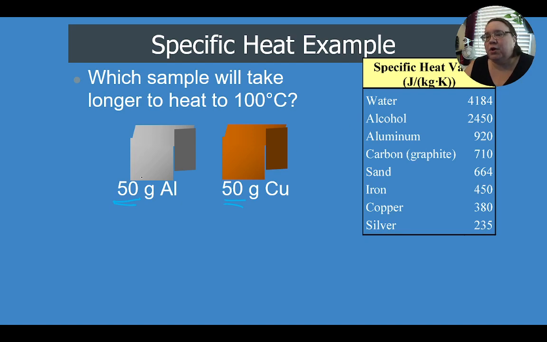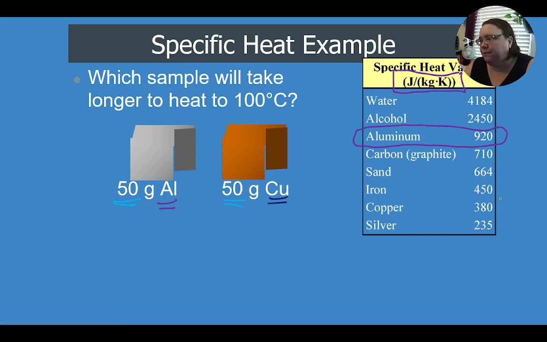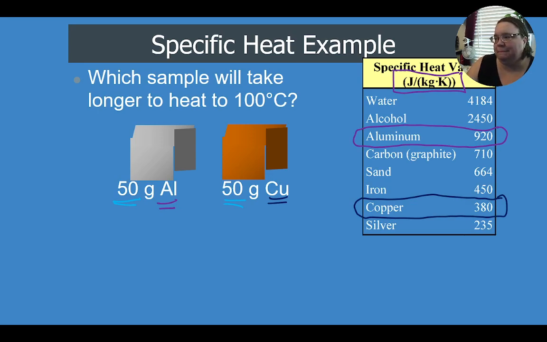So Al is aluminum. It has a specific heat of 920 joules per kilogram Kelvin. My copper, Cu is copper, has a specific heat of 380 joules per kilogram Kelvin. Copper's number is smaller. The smaller the number, the faster it heats up.